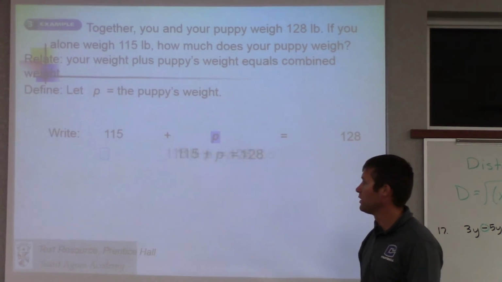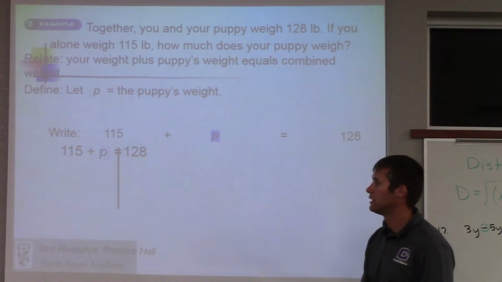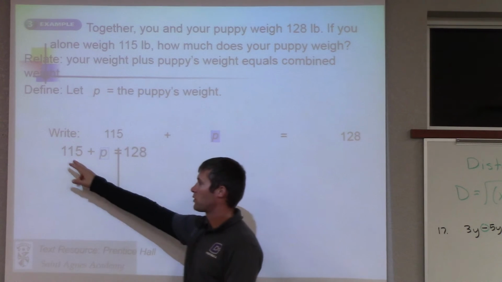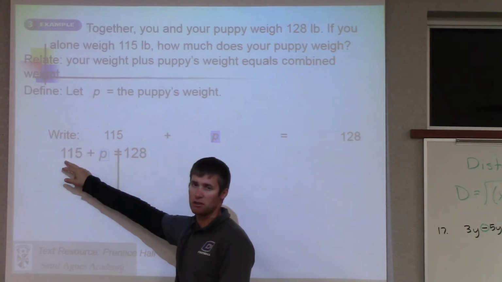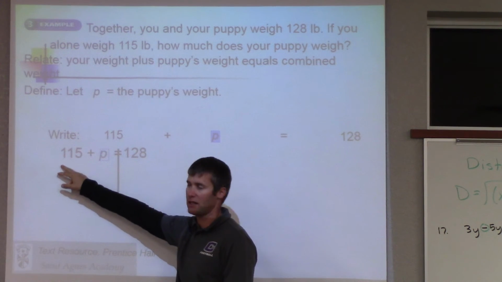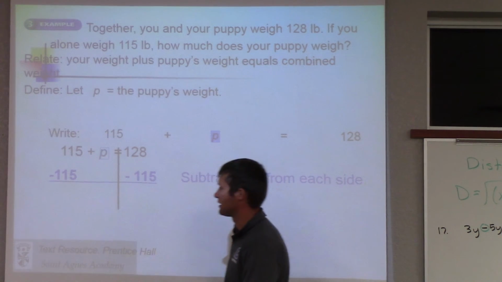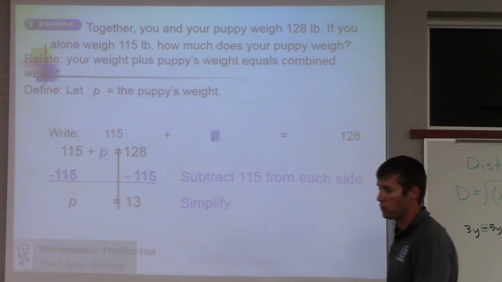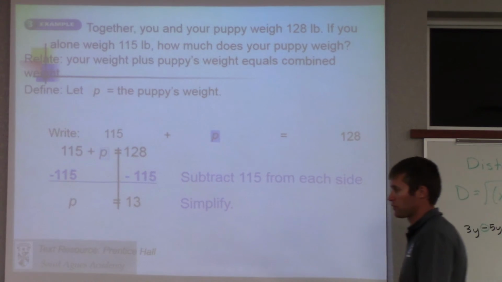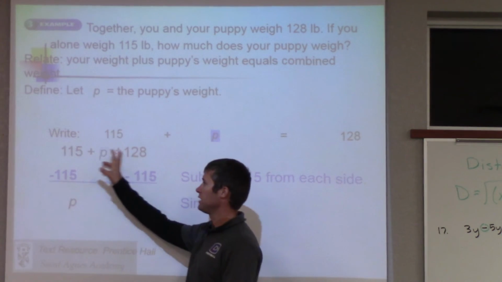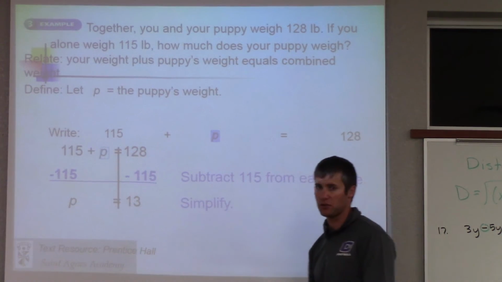Now we draw your line. I'm going 115 plus P, so this 115 is positive. The opposite of adding it would be to subtract it. So the puppy's weight would be 13 pounds. Does 13 plus 115 equal 128? Yes, so we got the right answer.